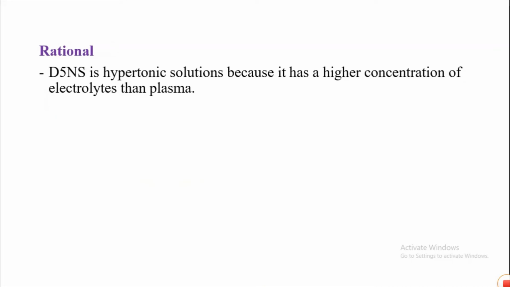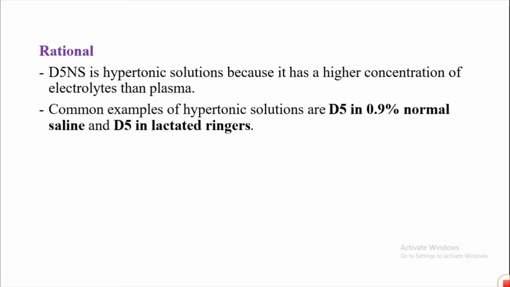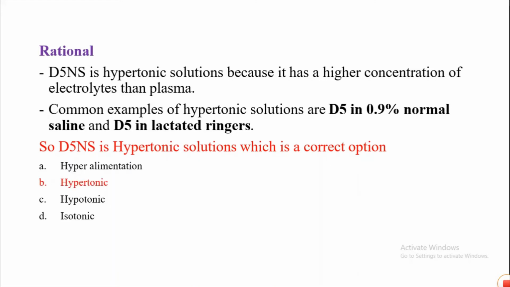D5NS is a hypertonic solution because it has higher concentration of electrolytes than plasma. Common examples of hypertonic solution are D5 in 0.9% normal saline and D5 in lactate. So the correct option is option number B, hypertonic.